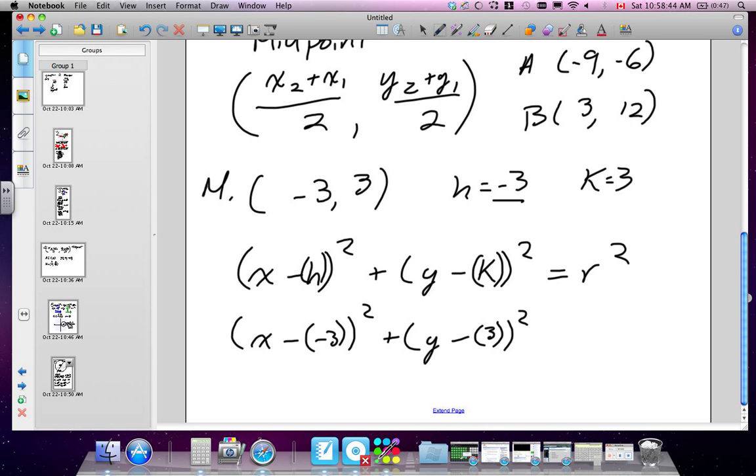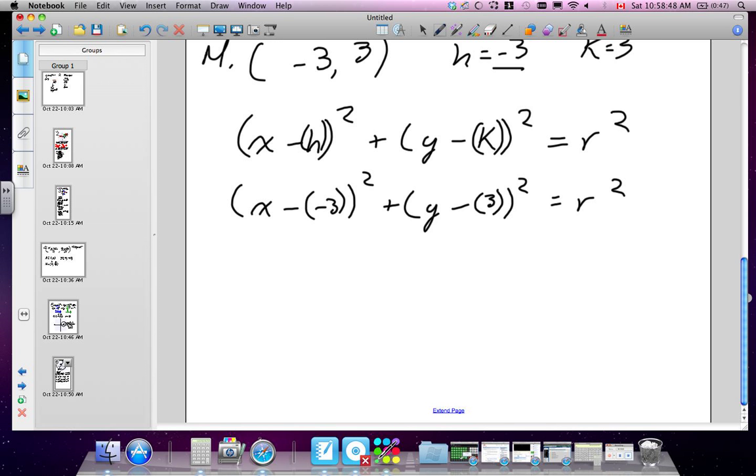So this part of it, let's simplify it. What is x minus -3? It would be x plus 3, which is the opposite sign, like we said before, right? And we're just going to get y minus 3, right? Well, there's one piece of the circle we're missing. What haven't we found? The radius. How am I going to find the radius of this?